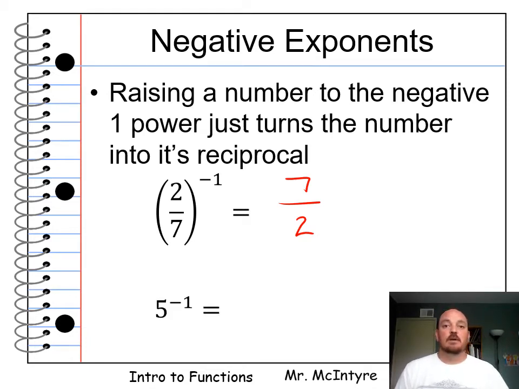Now let's say we have a whole number, like 5, and we raise that to the -1. Now you can't take a whole number and flip it because it's only one number. So what you want to remember is that when you have a whole number like 5, it's the same as having 5/1. And if you flip 5/1, you get 1/5. So that's the answer to the question. If you have 5 to the -1 power, the reciprocal of 5 is 1/5.